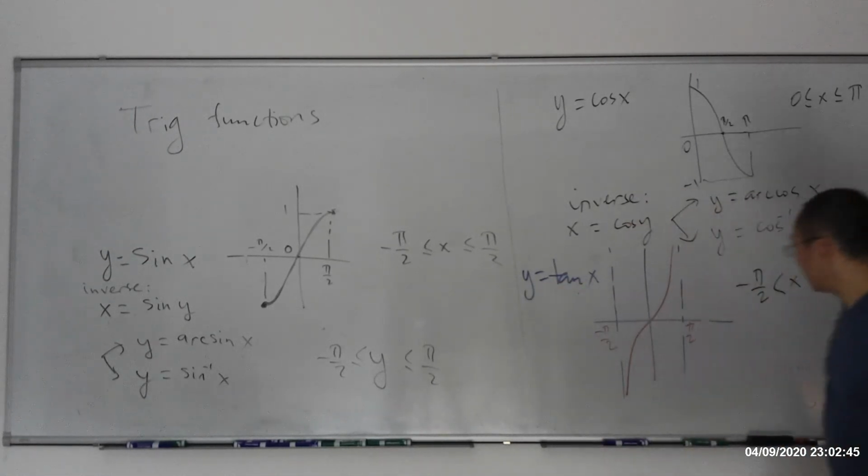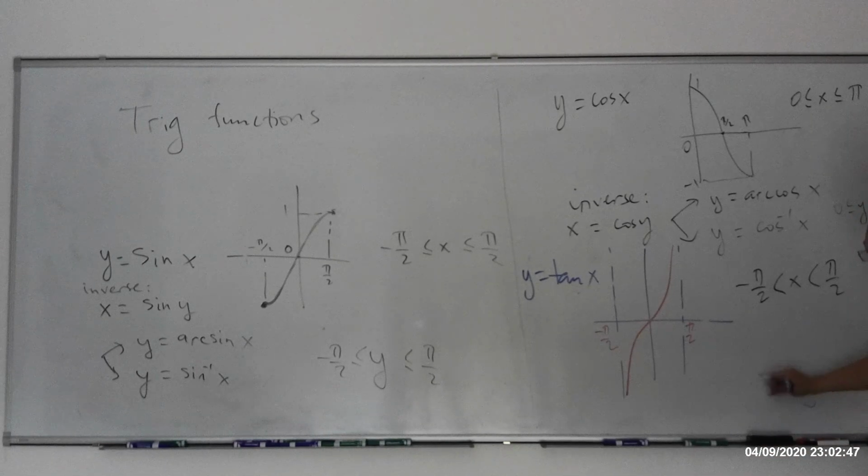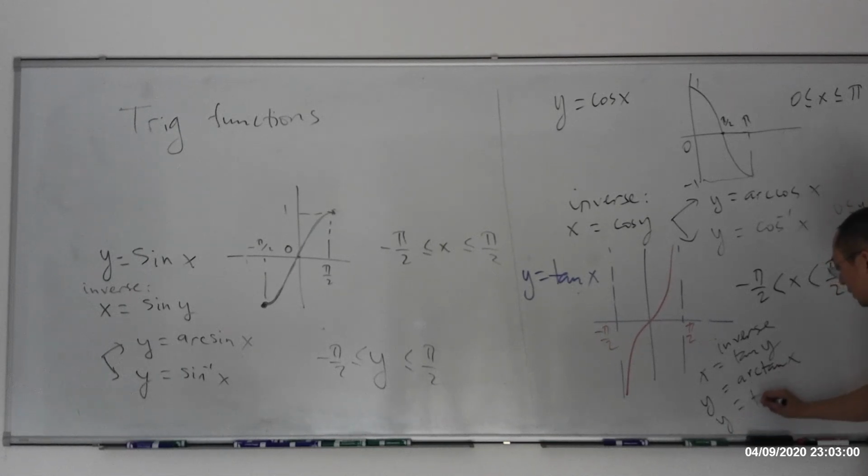Not like the sine function. The inverse is going to be x equal to tangent of y. Same way of writing, we can write y equal to arctangent of x, or write y equal to tangent inverse of x. Both the same way, where negative pi over 2 less than y less than pi over 2.